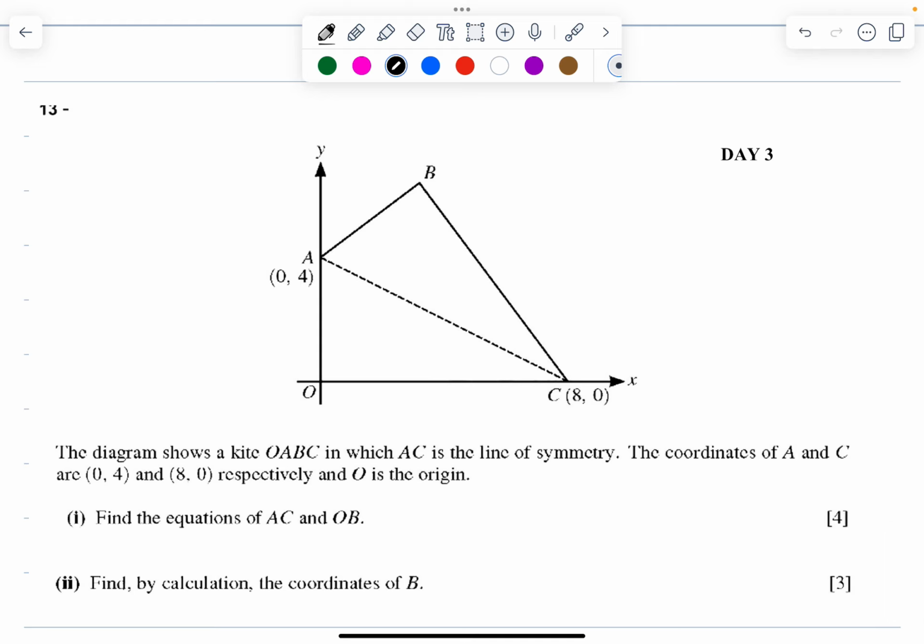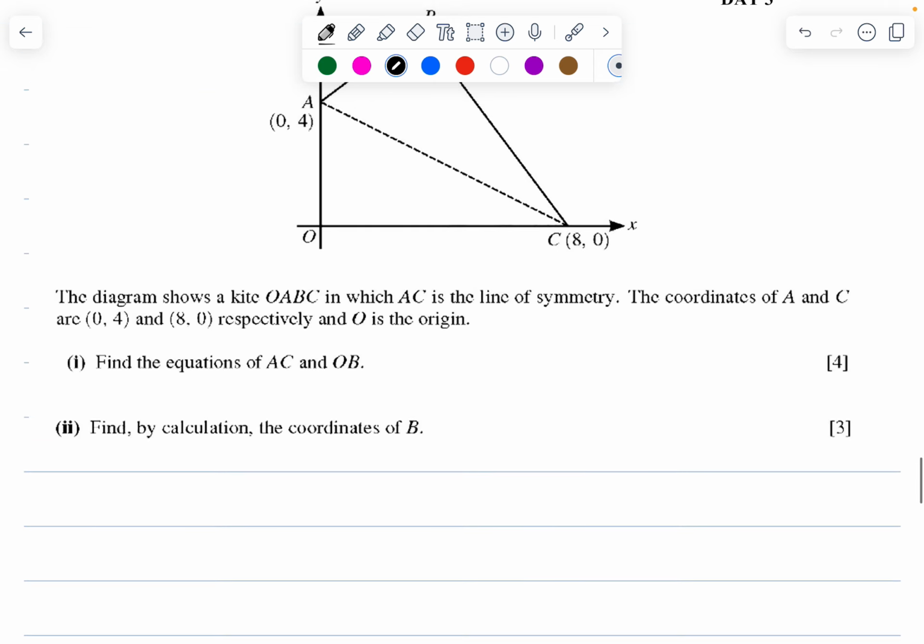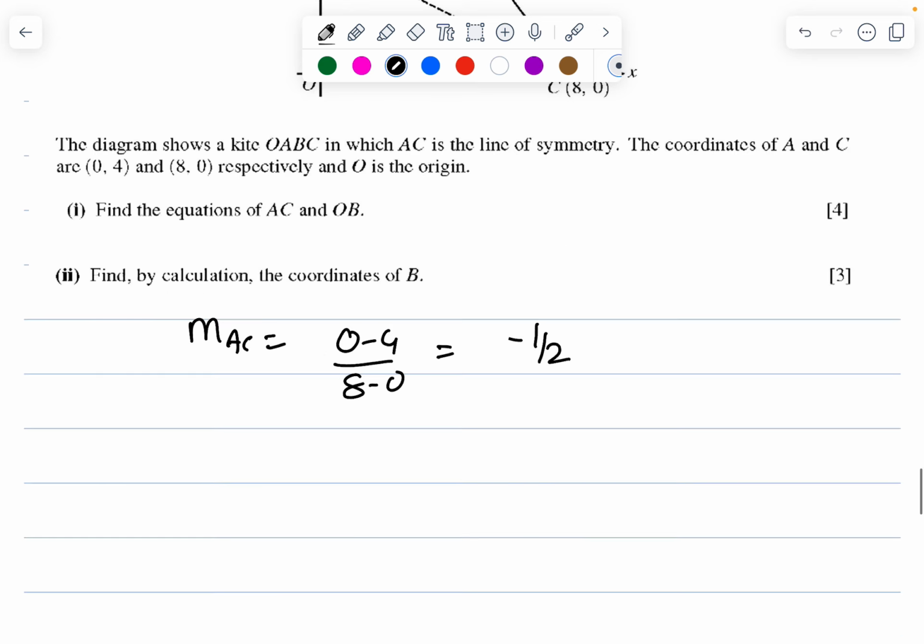Question number 13. The diagram shows the kite OABC in which AC is the line of symmetry. The coordinates of A and C are (0, 4) and (8, 0) respectively. Find the equation of AC and OB. So the gradient of AC is going to be (0 minus 4)/(8 minus 0), which is minus 1 by 2. So the equation will be y minus y1 equals minus 1 by 2 times x minus x1. So y equals negative half x plus 4 is going to be the equation of AC.